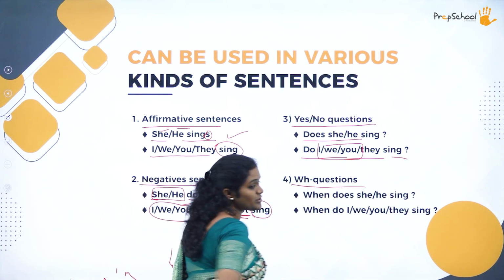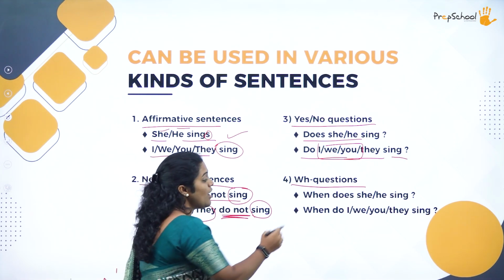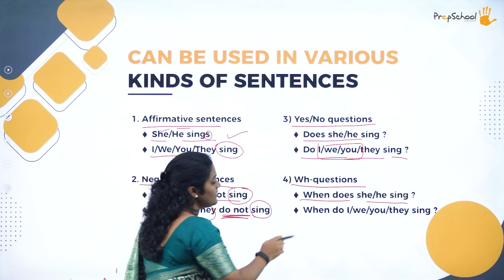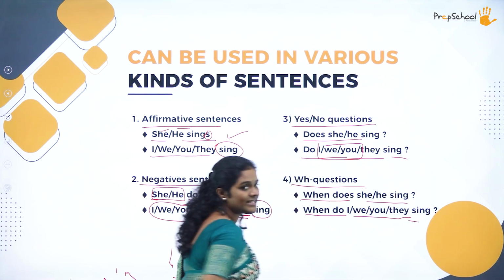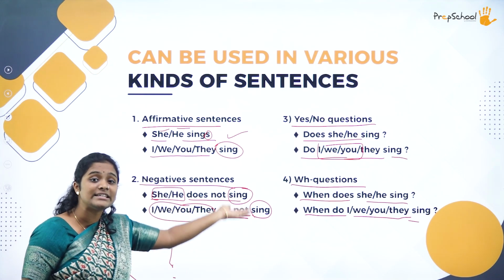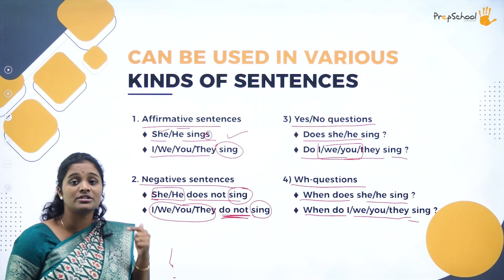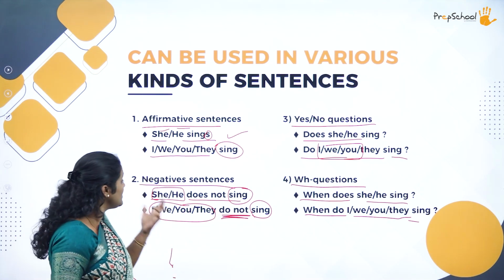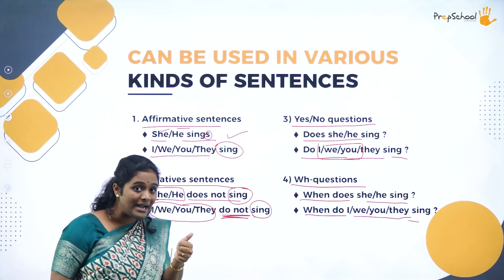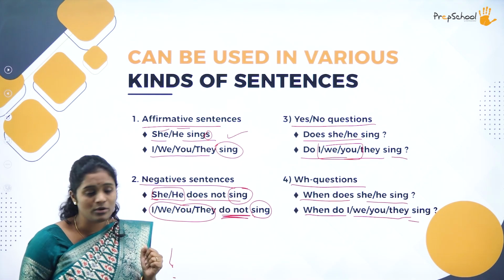Then comes WH questions. When you have written it in simple present tense, let's see how it is. When does she or he sing? When do they sing? Then, when do I, we, you, they sing? That's what we were talking about. So, simple present tense can be used in different kinds of sentences: affirmative, yes or no questions, WH questions and negative statements. Let's see what else is there. I hope we are clear with the format. We'll have a quick review or comparison between the tenses which are pretty similar later on.